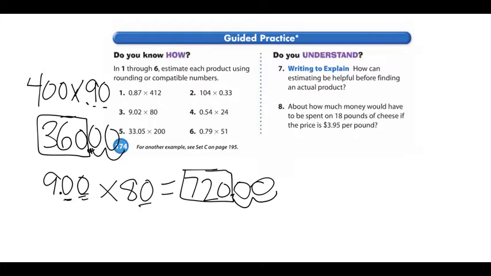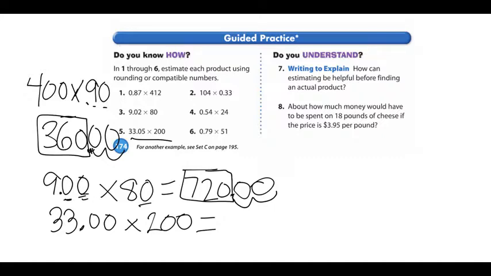Okay, let's practice one more. So number 5, it says 33 and 5 hundredths times 200. So 33 and 5 hundredths, I know if I round that it's really close to just the whole number 33. So I could put 33 and 0 hundredths. And I could multiply that still by 200 because I don't need to change that one because 33 times 2, that's just doubling 33. Okay, pause right now, see what you get, and then come back on the video.